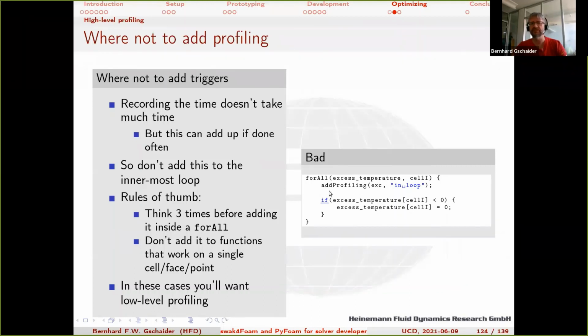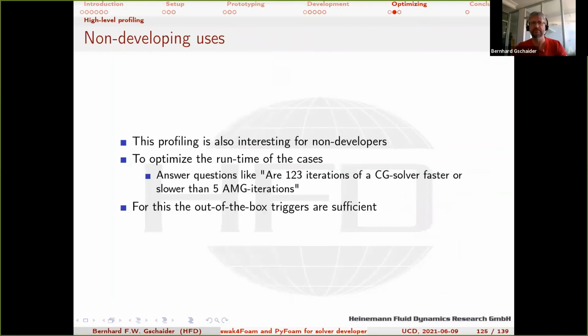It's a very, very bad idea to add profiling in the inner loops. Don't do something like this. If you have a forAll loop or something like this, then profiling will work, but it will take a significant amount of memory, and it might be the case that you're profiling the profiling more than your own code. If you need profiling in the inner loop, then you have to go through low-level profiling.